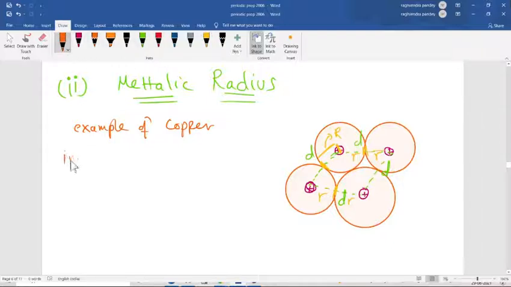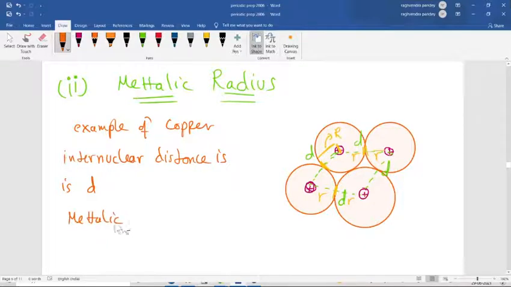Internuclear distance is d. So the metallic radius is equal to d by 2. That is simple. No problem in that.